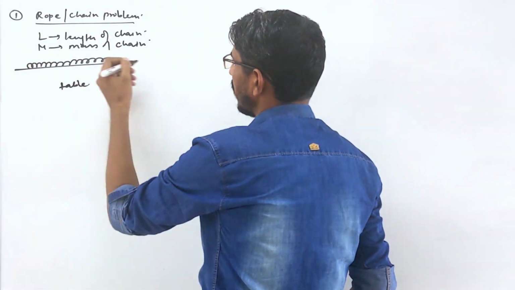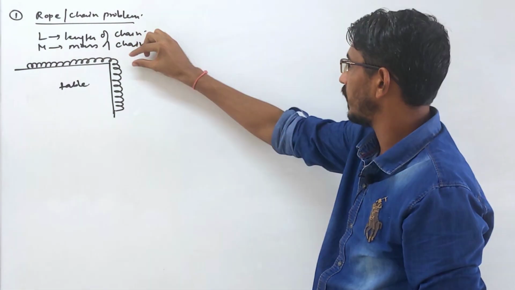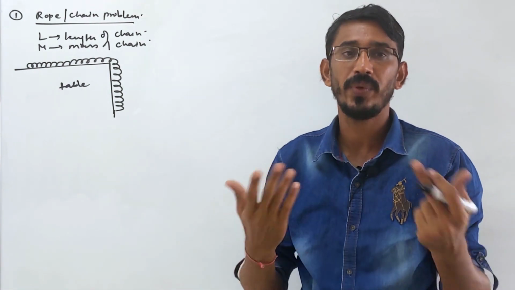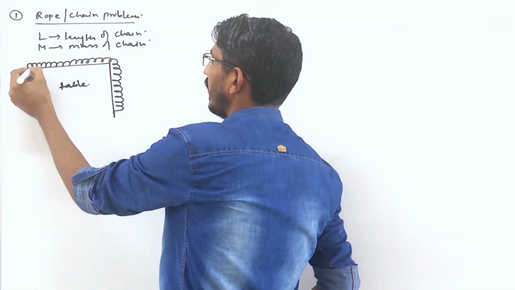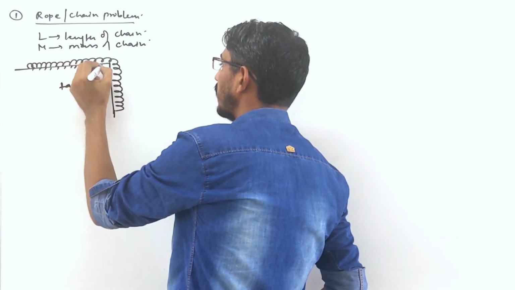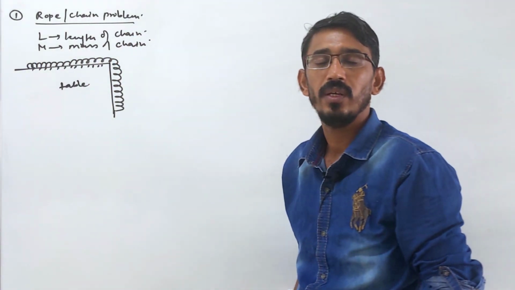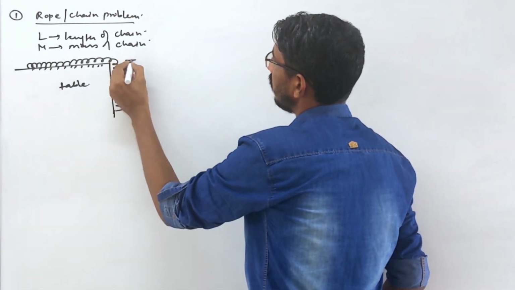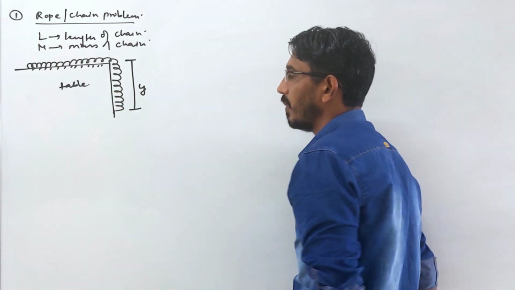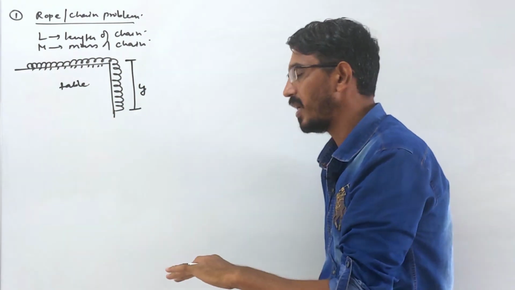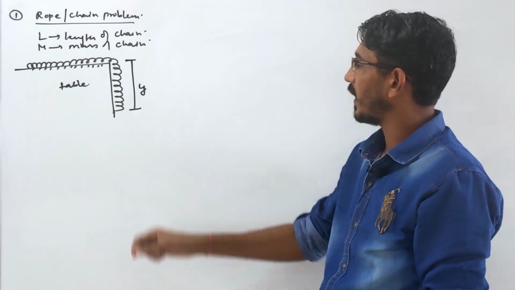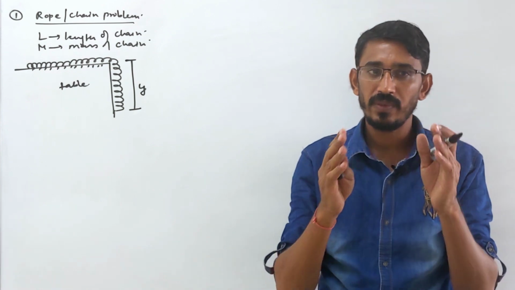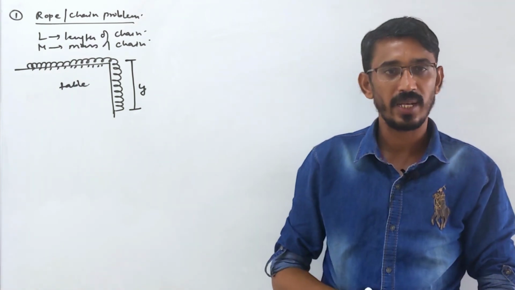Suppose there is no friction, just a smooth surface. Even if you hang a very small part here, this chain will slide down. But if friction is there, the friction force acting here will try to stop the chain from sliding downward. So we are interested in knowing what maximum length you can hang below the table so that the chain remains stationary or does not slide down.